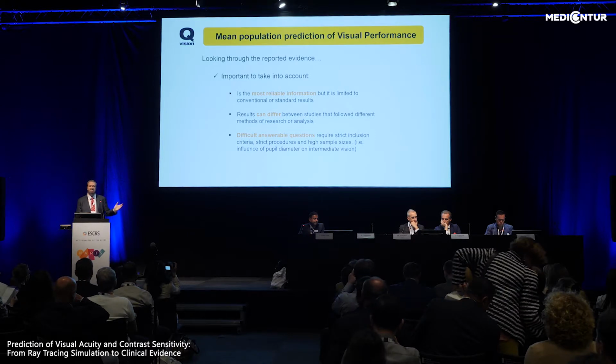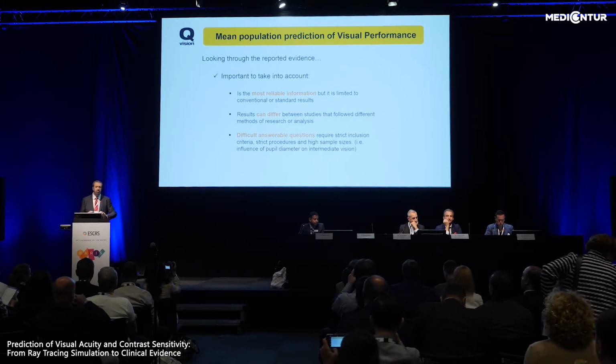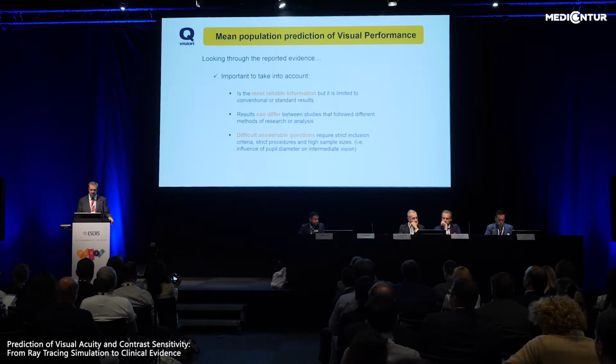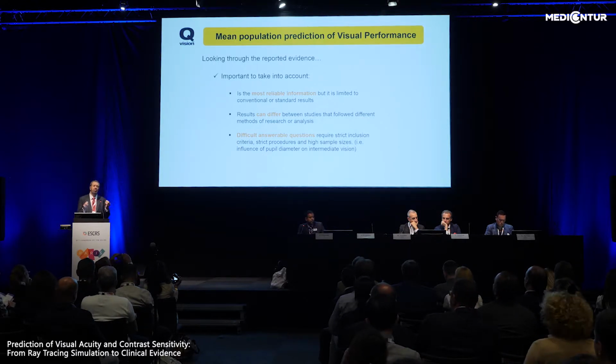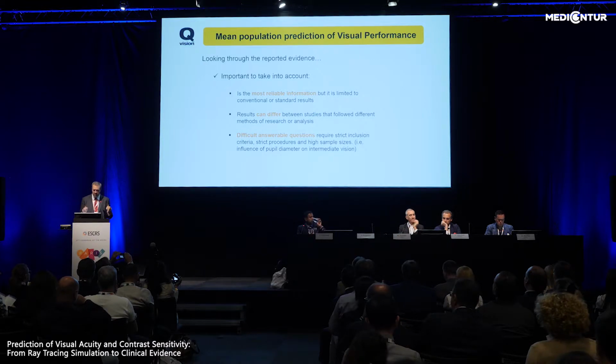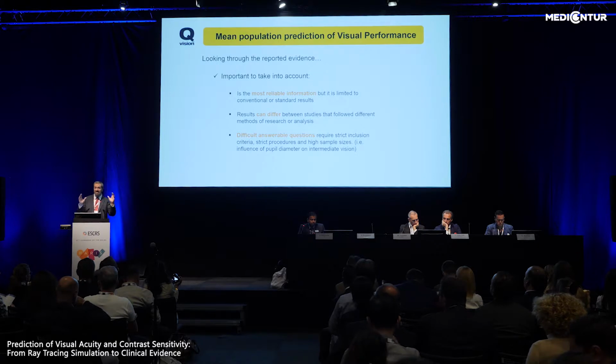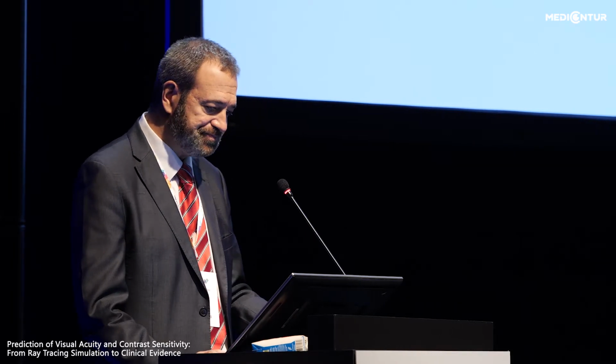What happens with this paper? Of course, it is the most reliable information that you are going to have, but the results can differ between research methods of analysis. And sometimes you want an answer to a specific question, for example, with what amount of pupil could the distribution of focus of each lens be reduced? So we would like to have deeper knowledge about that.